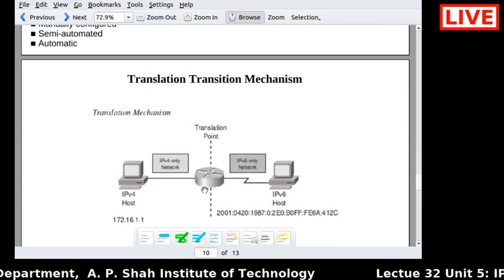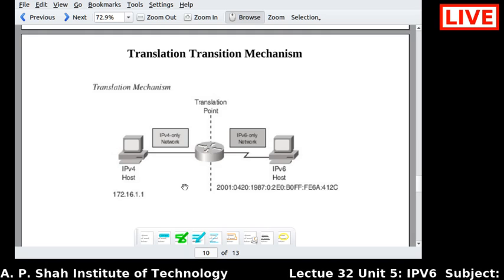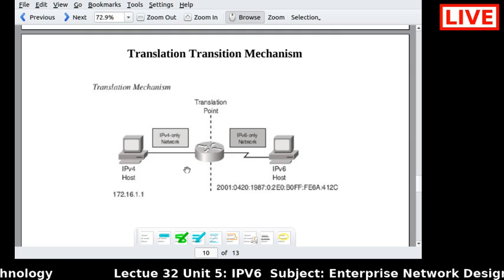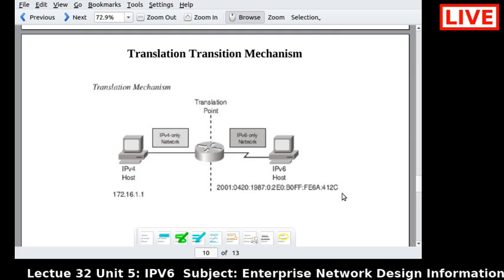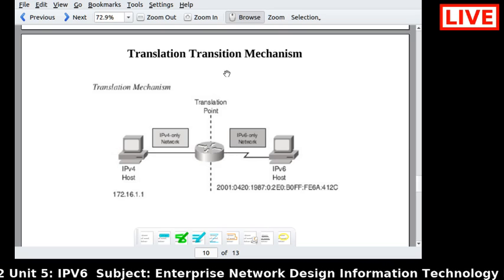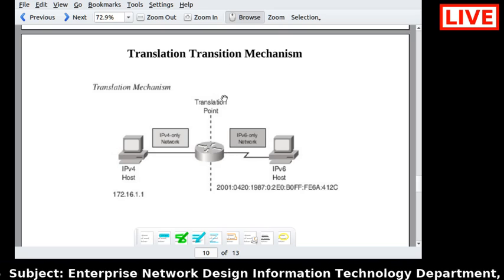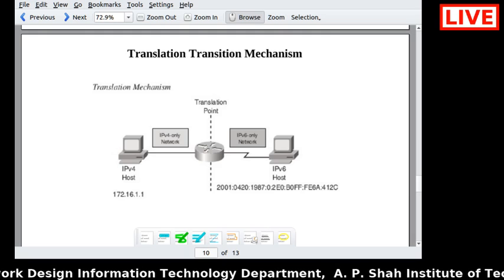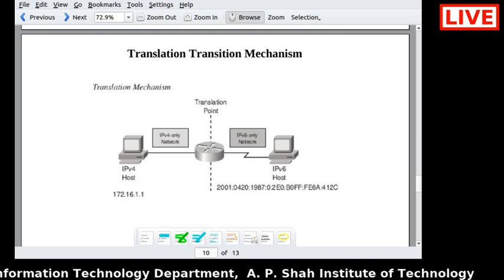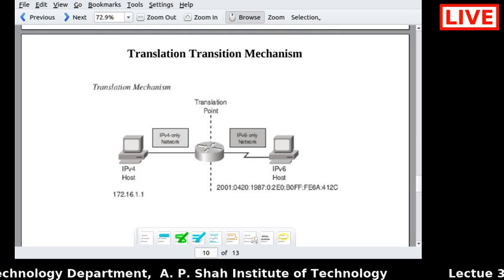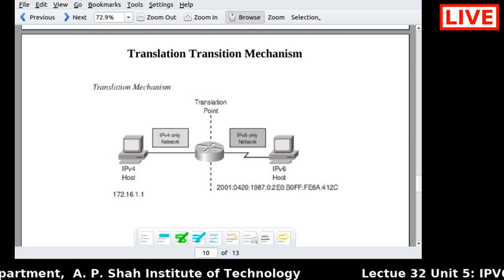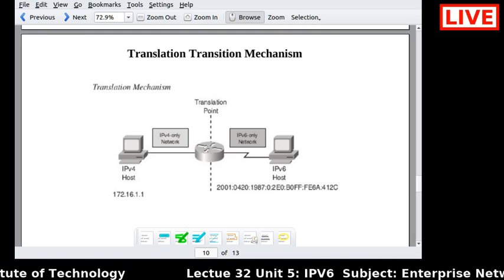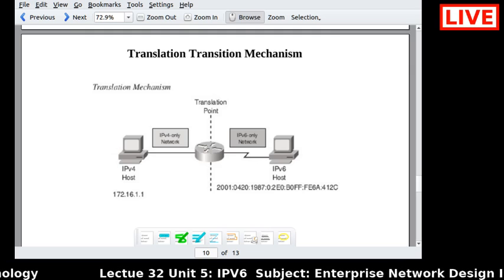Then we have this third one, that is the translation transition mechanism, right. In that, if you see, the dual stack and tunneling techniques which we have already seen can manage the interconnection of IPv6 domains, right. And for legacy equipment that will not be upgraded to IPv6, or for some deployment scenarios, techniques are available for connecting IPv4 only nodes to IPv6 only nodes, right.